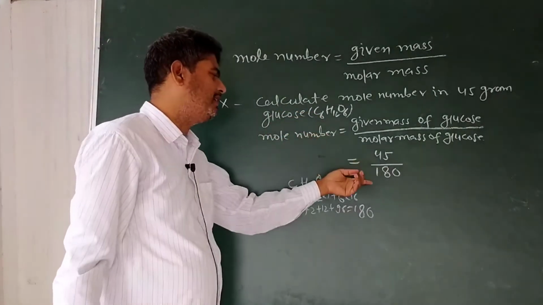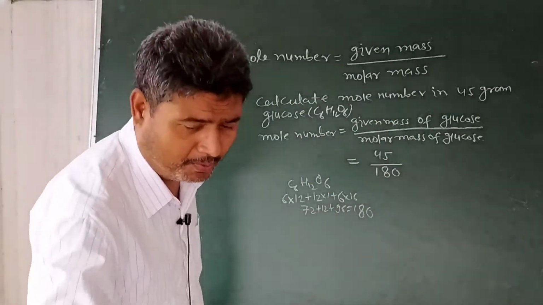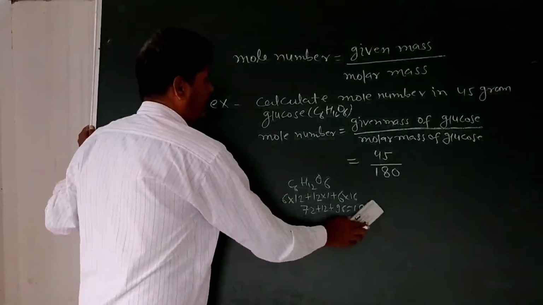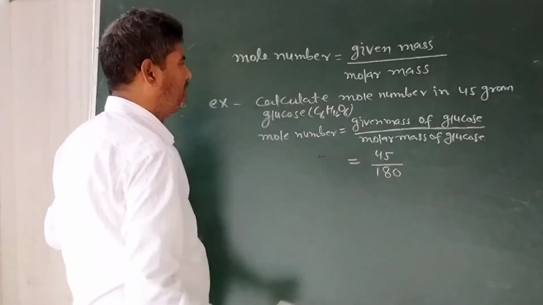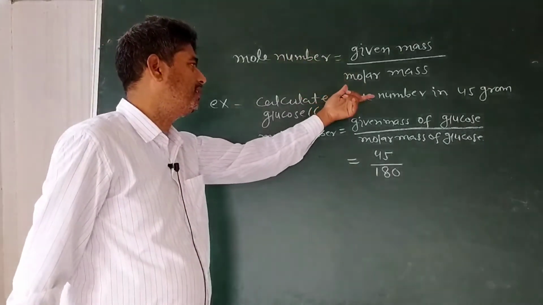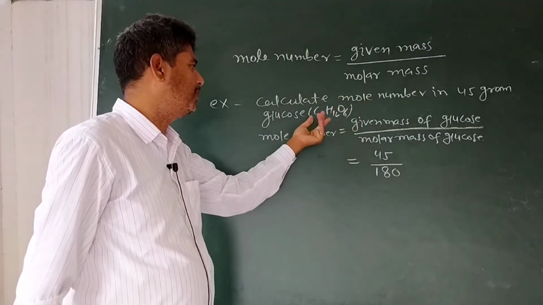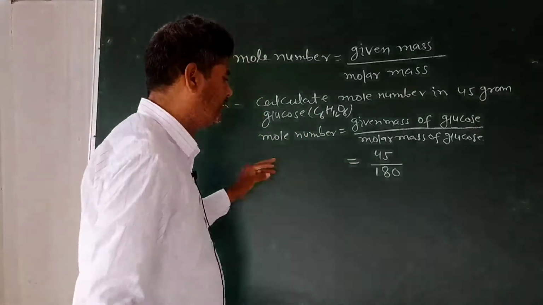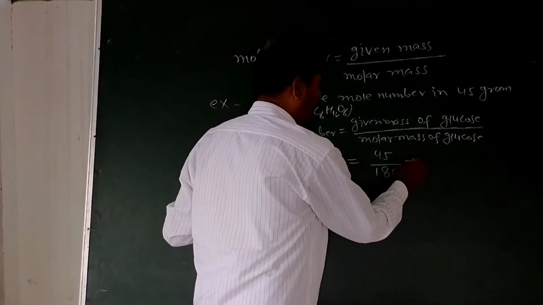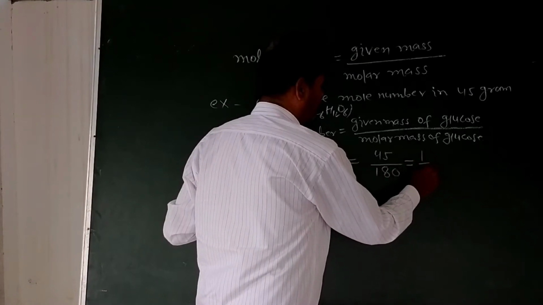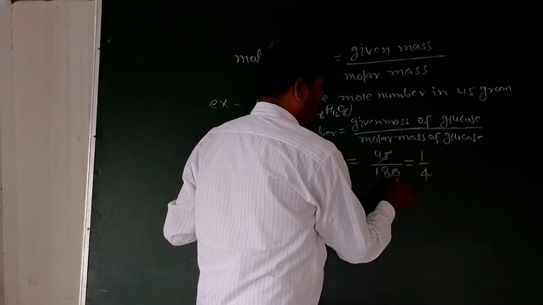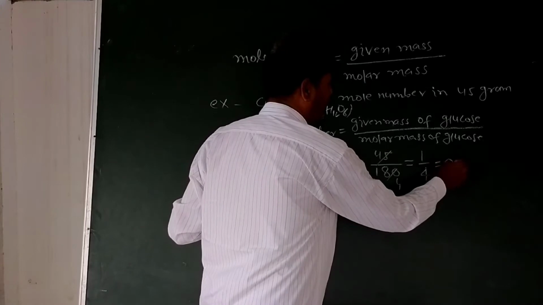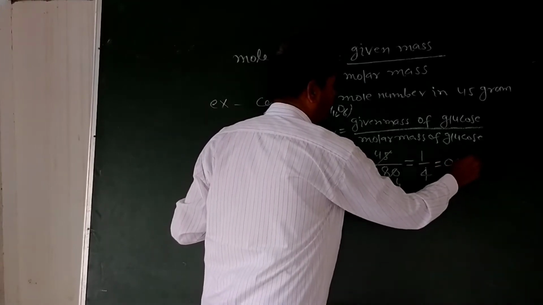When mass is divided by molar mass, mole number is obtained. Here the given mass is 45 and the molar mass of glucose is 180. When 45 is divided by 180, we will get 1 by 4. 1 by 4 means 0.25 mole.